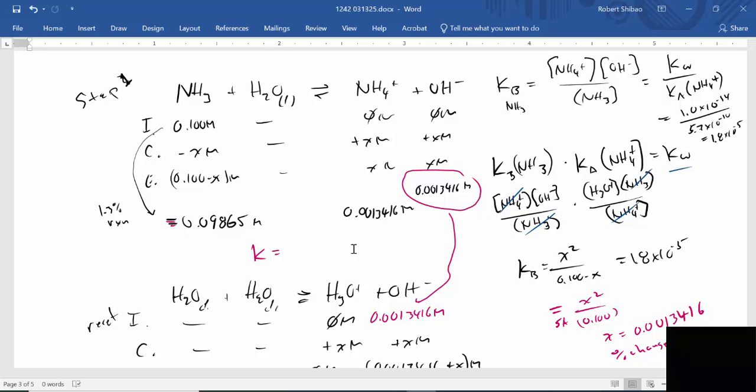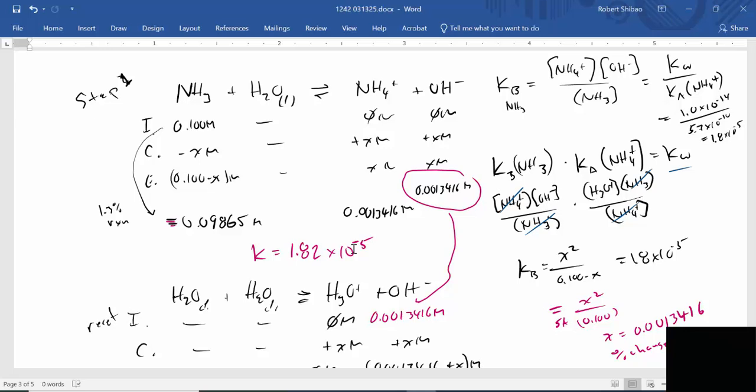0.00133416 squared, 13416 squared divided by 0.09865. Yeah, and this comes out to, well, this isn't so great either. 1.82 times 10 to the minus 5. It should be 1.8 times 10 to the minus 5. I got 1.82. So off a little bit.